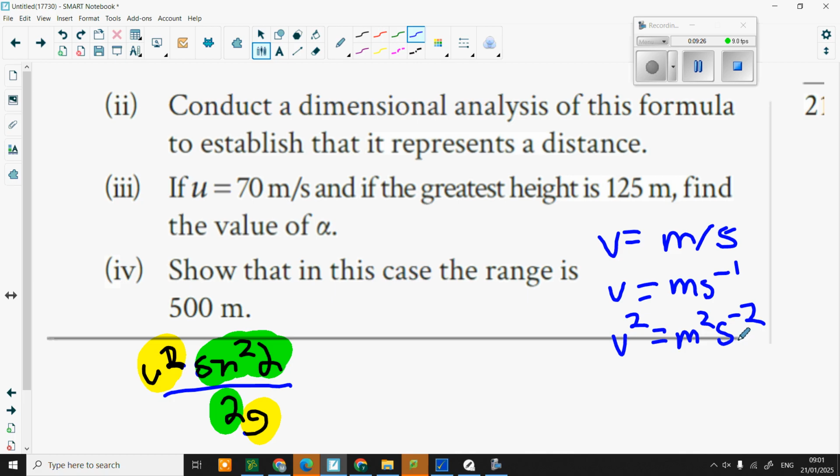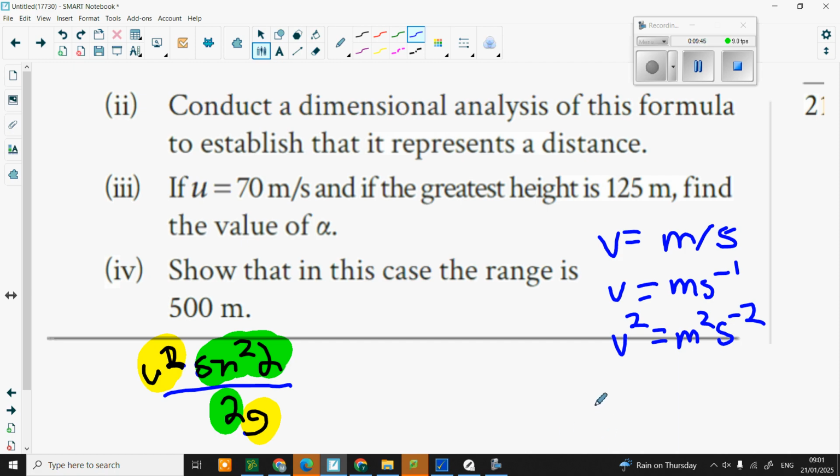S minus 2. Who's confused by that? It's okay if you are. You would have done indices in chapter 12.5 or 12.6. Have you done chapter 12 yet in maths? Have you done logs? Yeah. Well, then you did indices, all right?